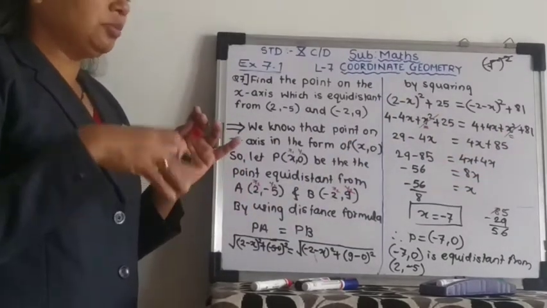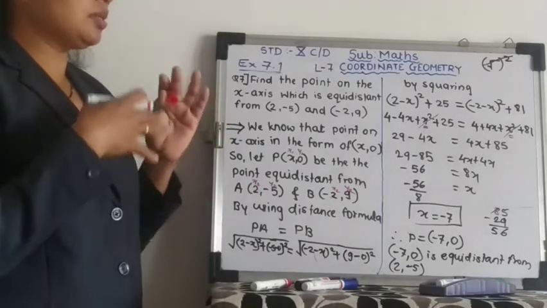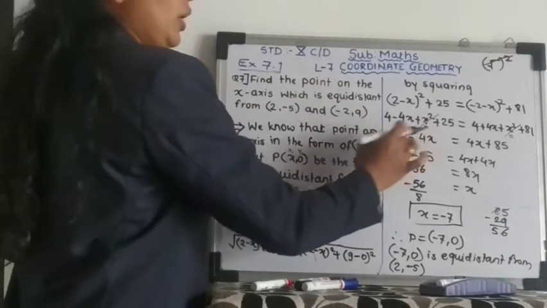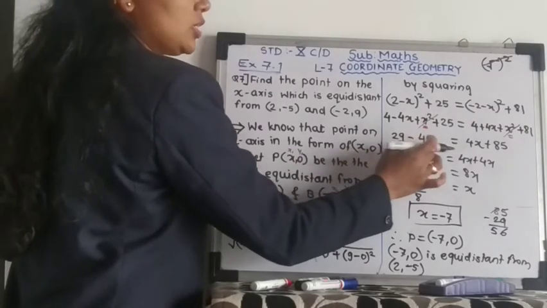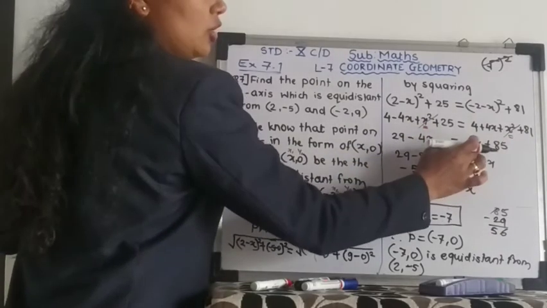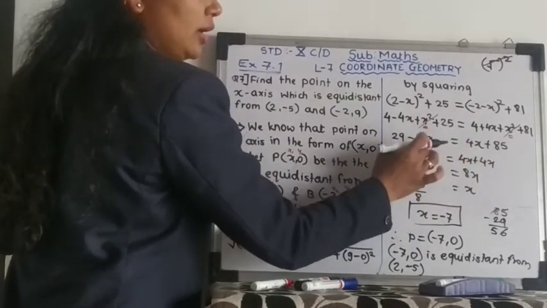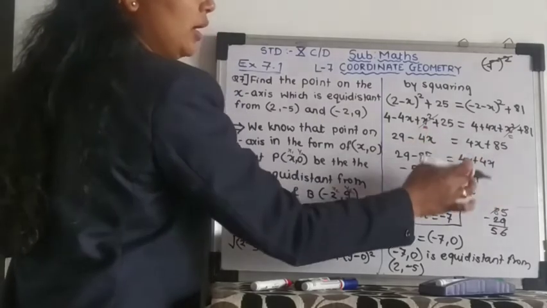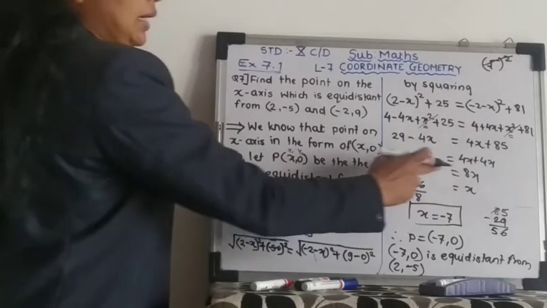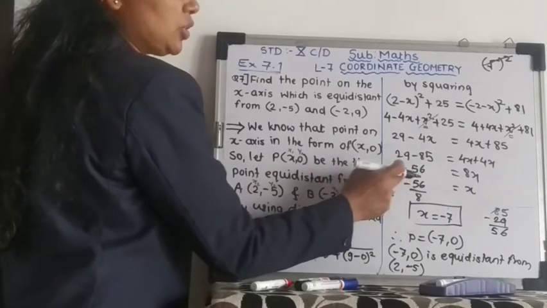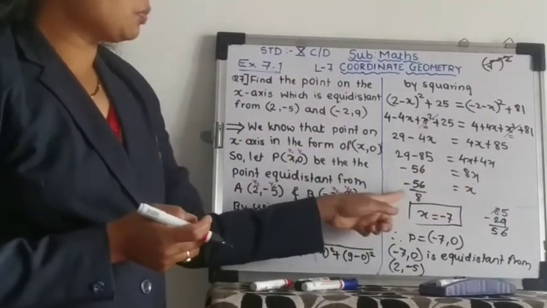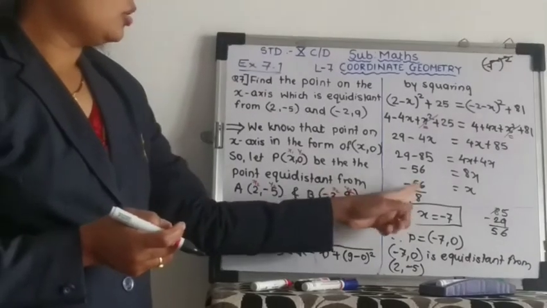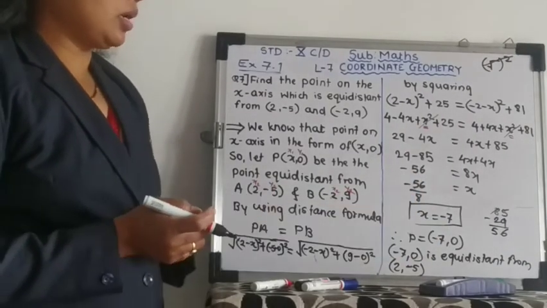Now like terms we are shifting to one side, numbers to one side. So 29 and 85 we have taken towards the left side and this minus 4x we have shifted towards the right side. So already 4x was there and this 4x came, so it will be added. So 8x, and this subtraction we got minus 56. So now this 8 we will transpose towards the left-hand side. So after division we got minus 7.